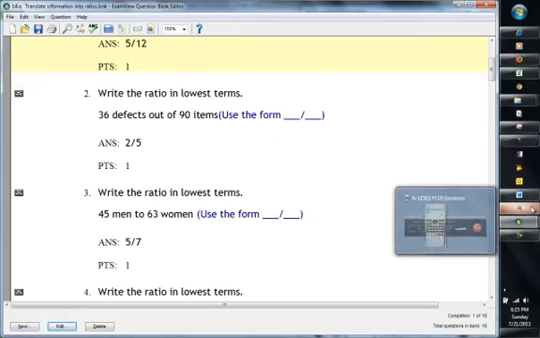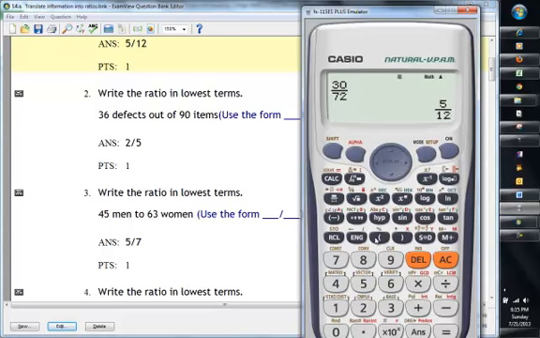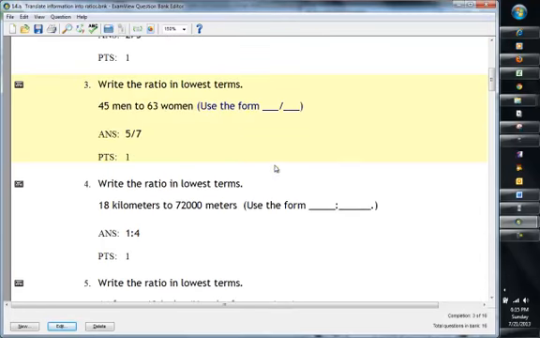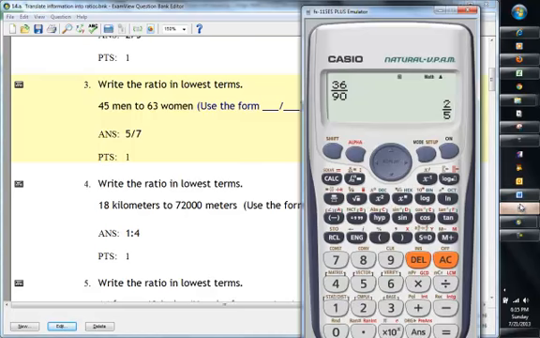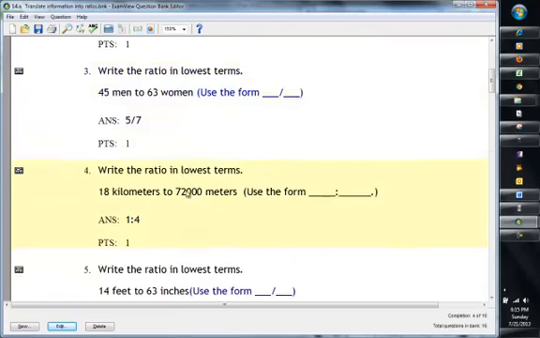36 out of 80 or 90 defective items. So once again, the fraction, 36 is the numerator, and 90 is the denominator, and so it's 2/5. 45 men to 63 women. They're all people. They're in the same units. 45 to 63 simplifies down to 5/7.